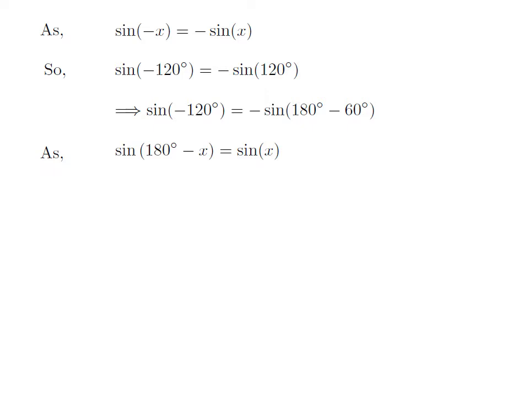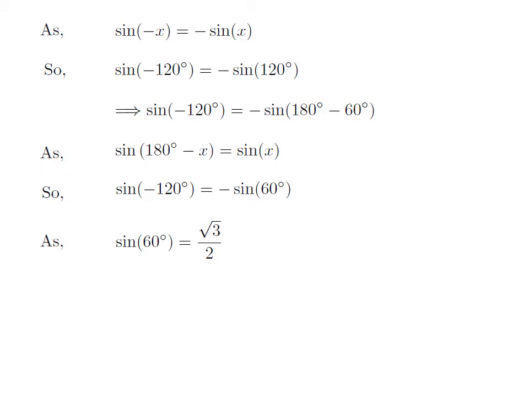As we know, the trigonometry identity sine of 180 degree minus x is equal to sine of x. The video explaining how to derive the identity is appearing in the upper right corner. Also, the URL address of the video has been mentioned in the description section. Let us apply the above identity for sine of 180 degree minus 60 degree. Here x is 60 degree, so sine of minus 120 degree is equal to minus sine of 60 degree.